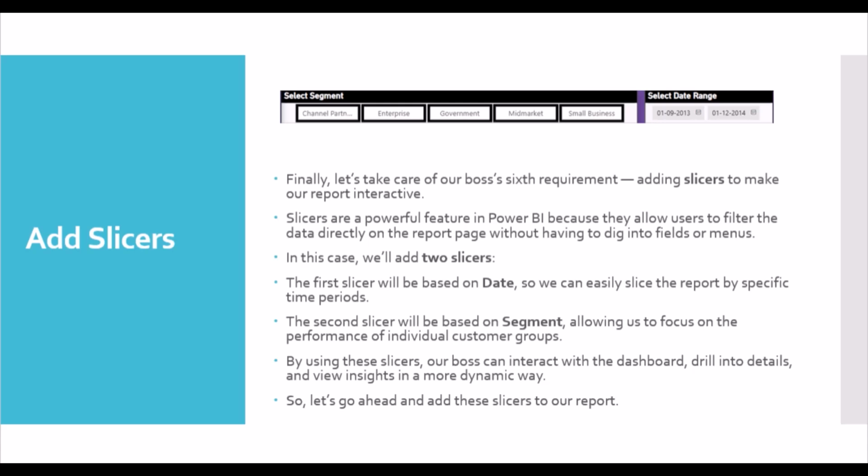The first slicer will be based on date, so we can easily slice the report by specific time periods. The second slicer will be based on segment, allowing us to focus on the performance of individual customer groups. By using these slicers, our boss can interact with the dashboard, drill into details, and view insights in a more dynamic way. So, let's go ahead and add these slicers to our report.